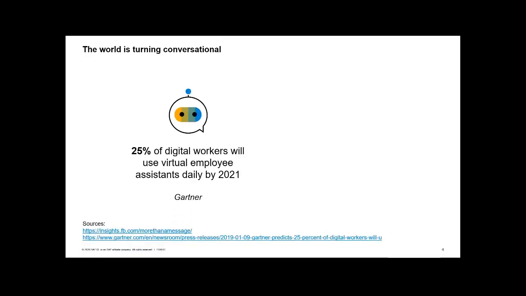Based on that, we have some insights. Gartner says that 25% of digital workers will use virtual employee assistants daily by 2021. That means that many employees working on a computer will use a digital assistant by 2021. Only 25% of all workers, of course, but they will use digital assistants in their daily work.